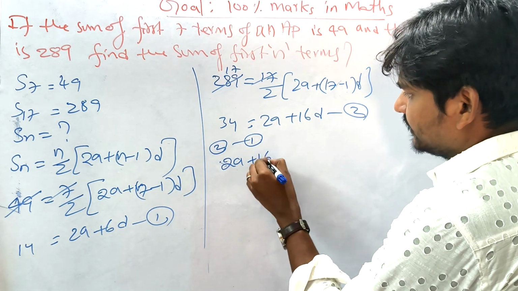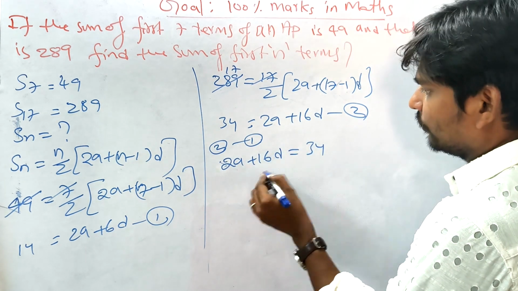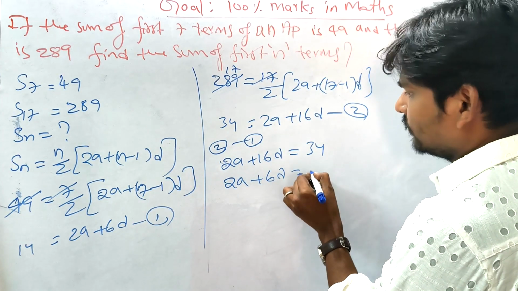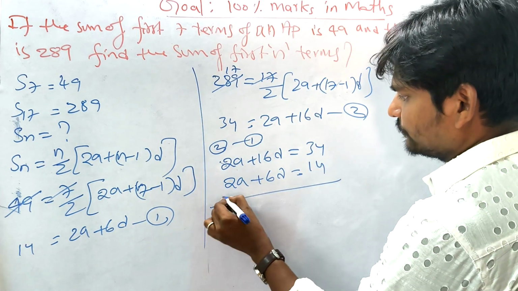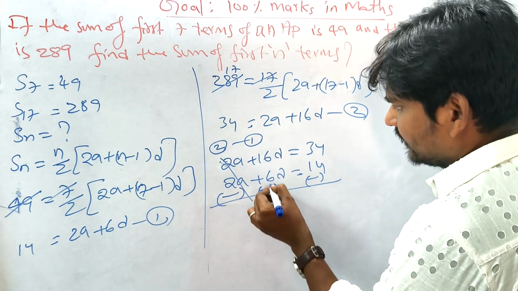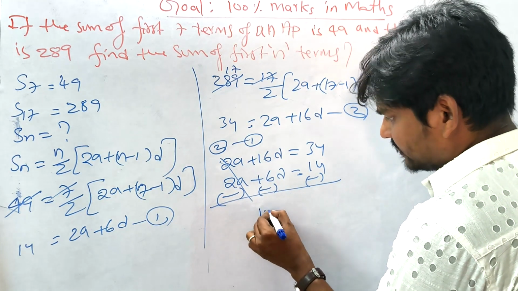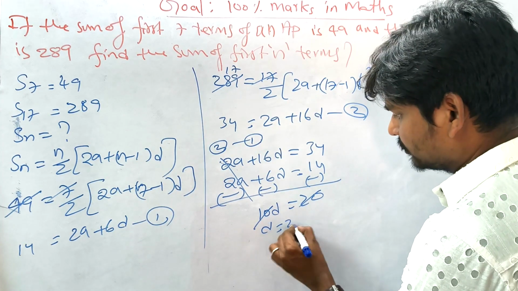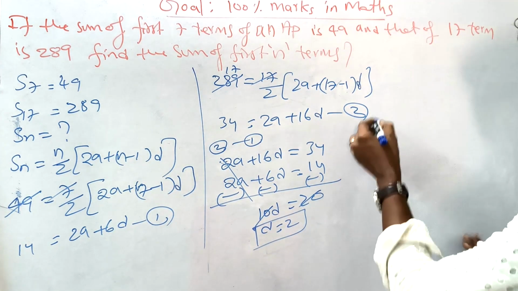2a plus 16d is equal to 34. From this, 2a plus 6d is equal to what? 14. If you subtract, what will happen? See here, 2a gets cancelled. 16d minus 6d gives 10d. 34 minus 14 is 20. Then d is equal to what? 2. The d value we got is 2.